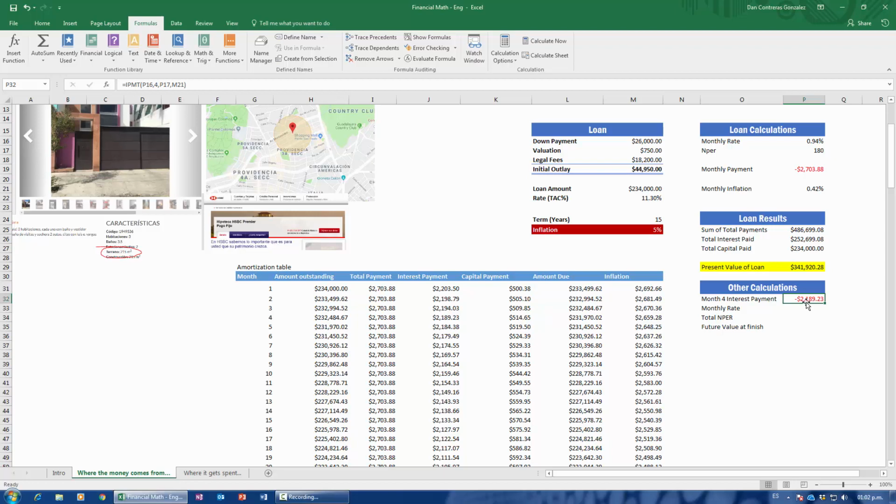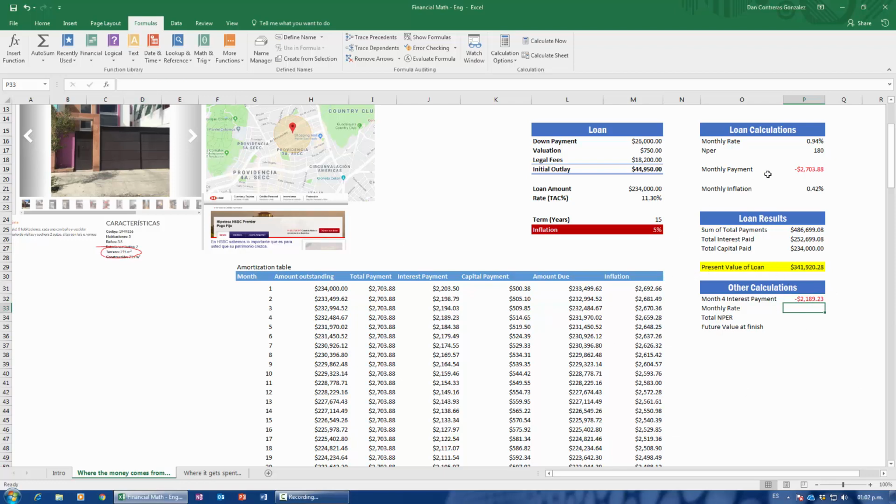Let's make sure that's true. How would I go about proving that? Well, I just look at my interest payment in month number 4. 2,189 with 23 cents, all right? So this table right here is vanity. Excel can calculate our interest payments pretty simply just using this IPMT formula, all right?